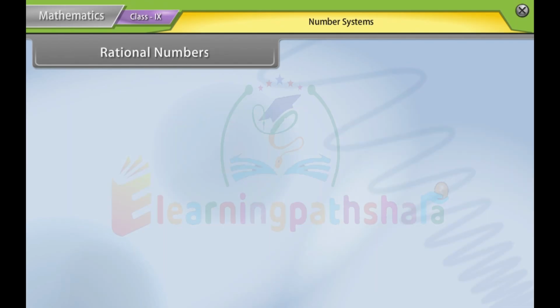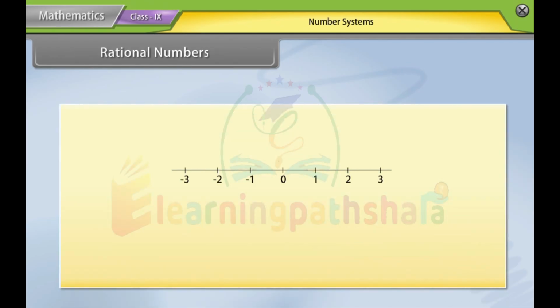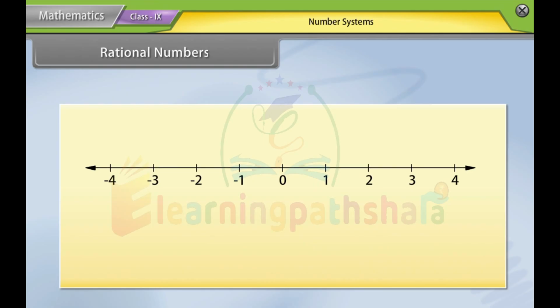Numbers. Now if we see between the numbers 0 and 1 or 1 and 2, we will see numbers like 1 by 4, 3 by 4 and so on. The collection of these numbers is called rational numbers. Rational numbers are denoted by the symbol Q.